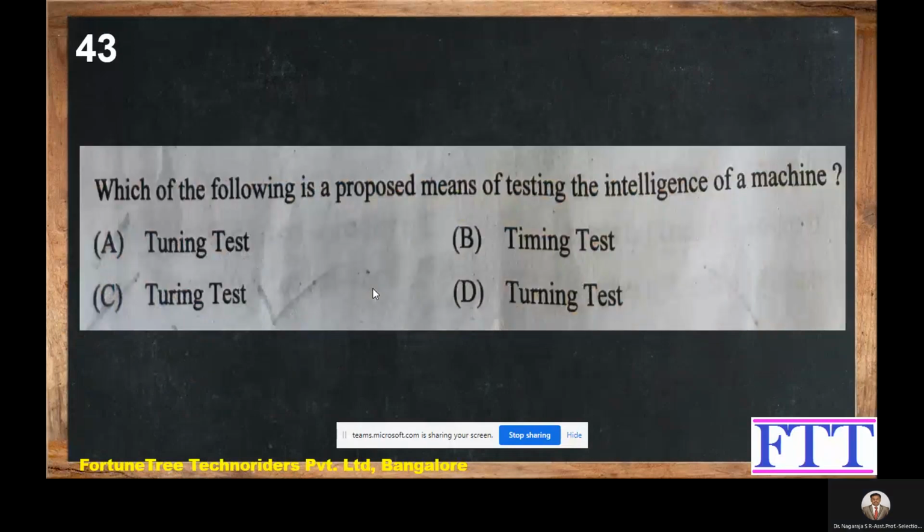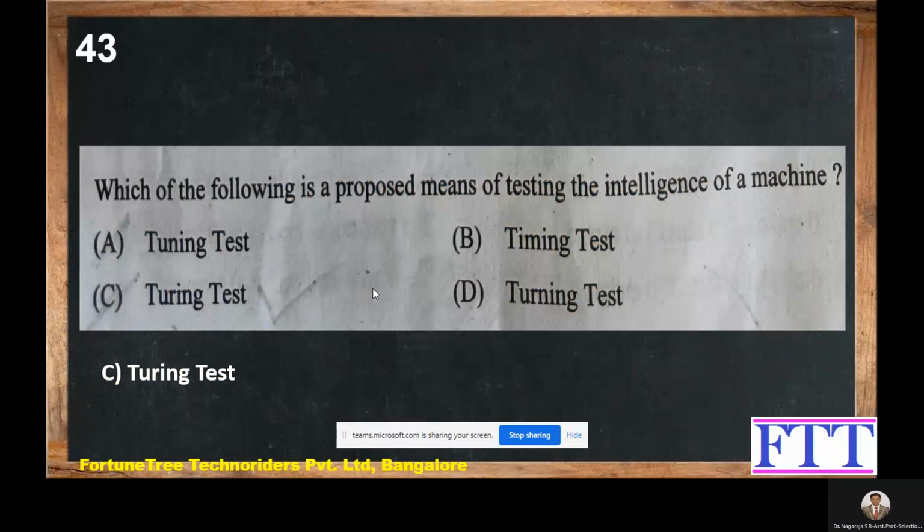43. Which of the following is a proposed means of testing the intelligence of a machine? Option A, tuning test. Option B is a timing test. Option C is a tuning test. Option D is the Turing test. So the right answer is option D, Turing test.